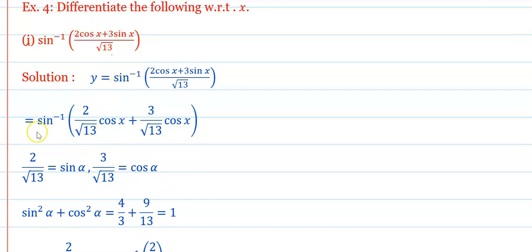Now we can express this as sine inverse of 2 upon root 13 cos x plus 3 upon root 13 sin x. But what about this 2 upon root 13? It's a sine of alpha. See this here, trigonometry. I will write here a right angle triangle, suppose it is A, B, C. Measure of this angle is alpha. Sine of alpha means what? 2 upon, here is root 13, and the next value is 3.